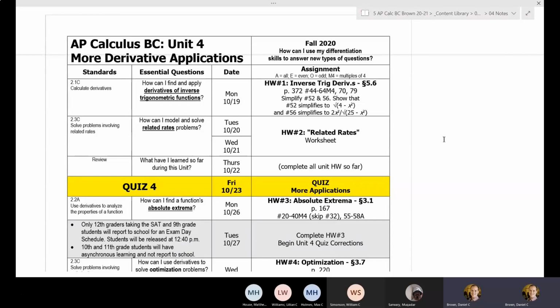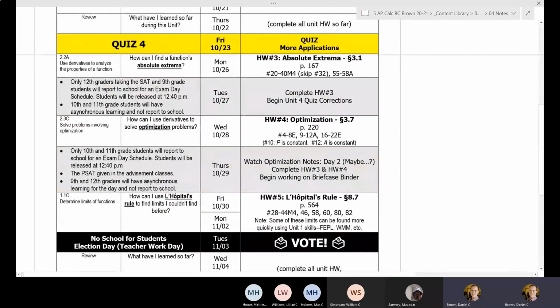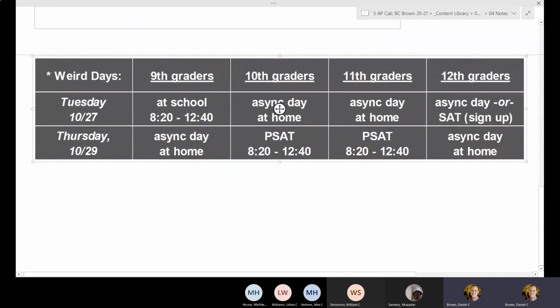And then your quiz is actually on Friday, so real quick for this week. And then the rest of the unit is kind of weird just because we have a lot of weird days here at Roswell. Not sure how well it's been communicated, but next week, Tuesday and Thursday are not normal school days. Monday, Wednesday, and Friday are regular days. When you're looking at Tuesday and Thursday, it's by whatever grade you're currently in. So on Tuesday, the 27th, the only people at school are going to be 9th graders and 12th graders who have previously signed up for the SAT with their counselor. Everyone else will be asynchronous that day.